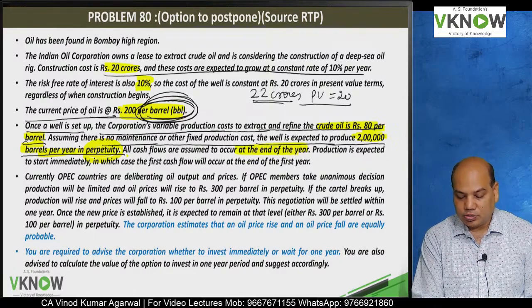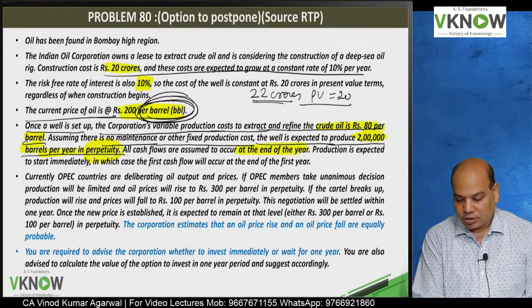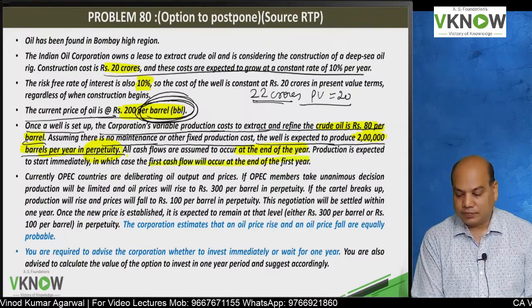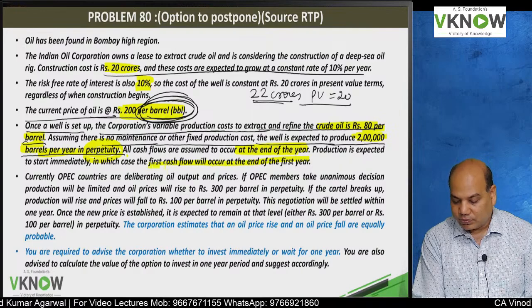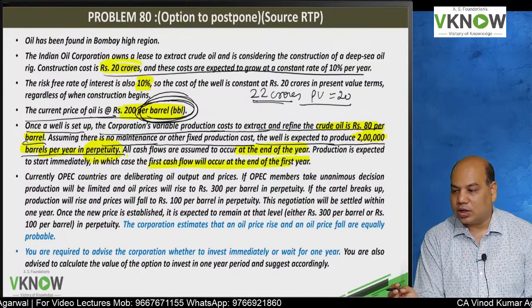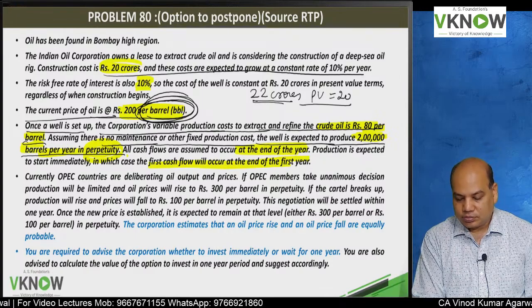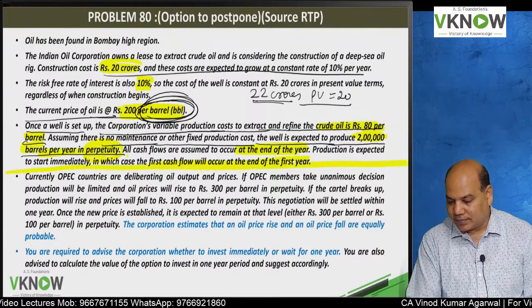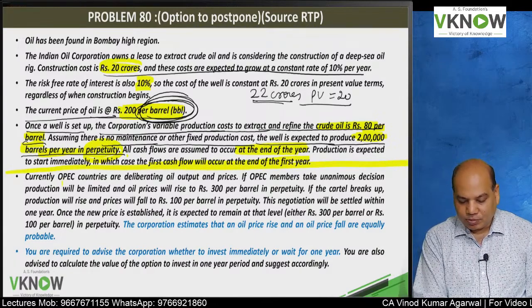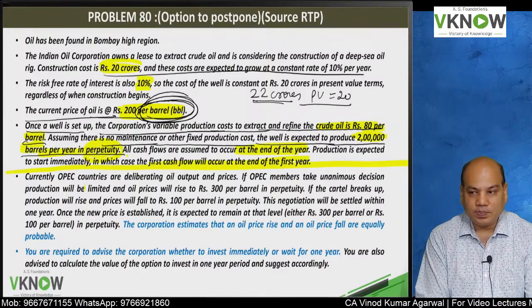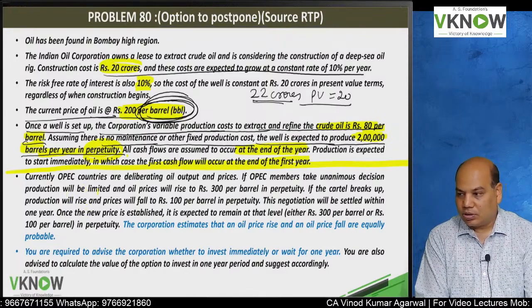Production is expected to start immediately, in which case first cash flow will occur at the end of the first year. That is okay. Construction cost will be incurred today, revenue will start from the end of the year. Then what is the problem? Up to this it was very easy. The problem is this next paragraph. Pay attention. Everybody please pay attention.